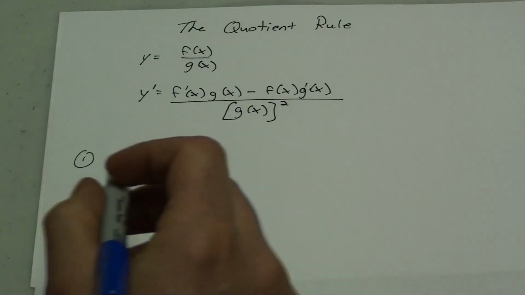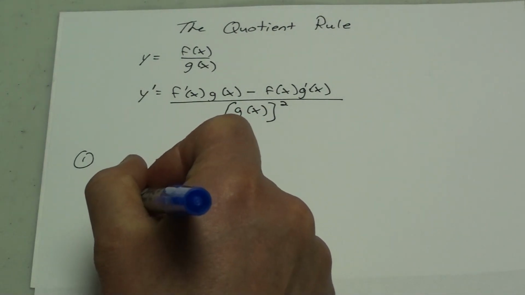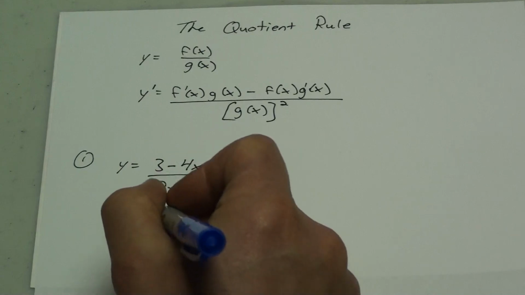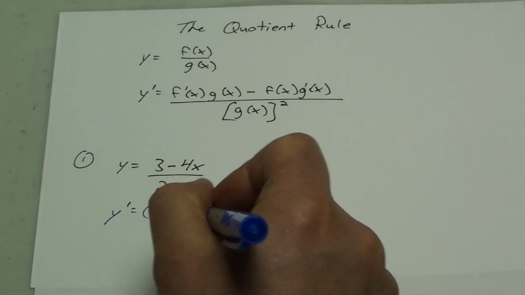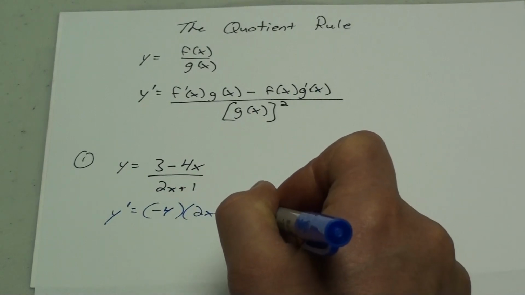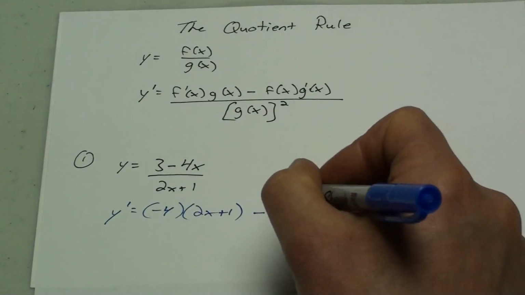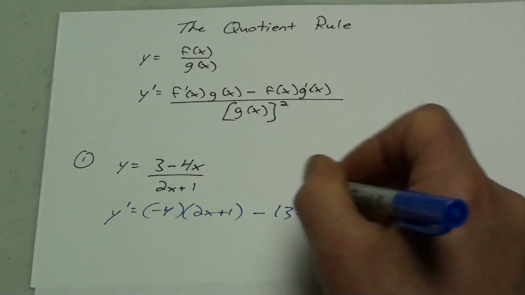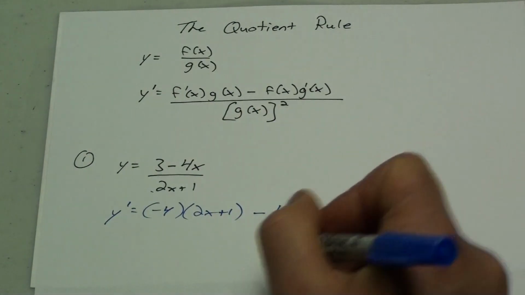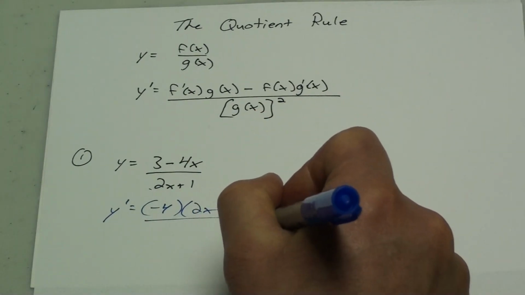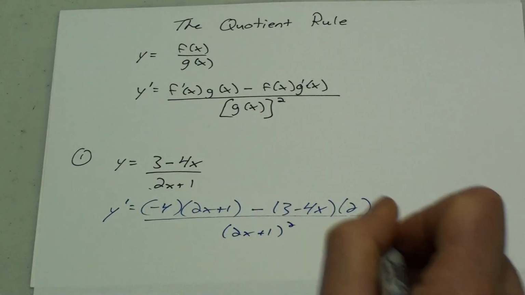So doing some examples, okay, the derivative of the top, that's just going to give me -4, times the original of the bottom, 2x plus 1, minus the original of the top, the derivative of the bottom, all over the bottom squared.